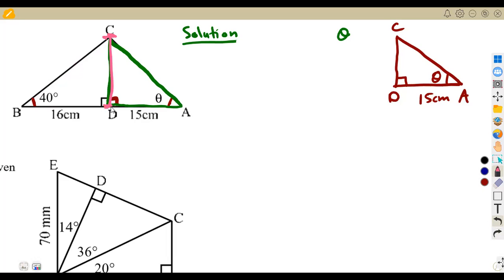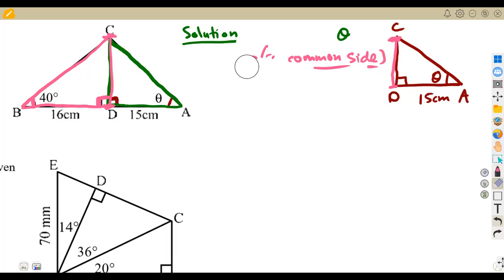So we can take advantage of this triangle here, CBD. It's a right angle triangle, as you can see. We use it to calculate the side CD, because the same side CD is the one that we are seeing here. CD is common between the two triangles. So if it is a common side, let us calculate that CD first.